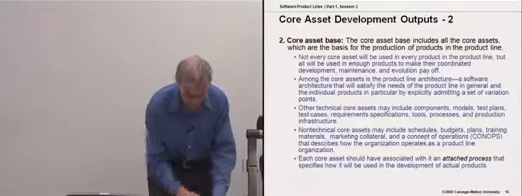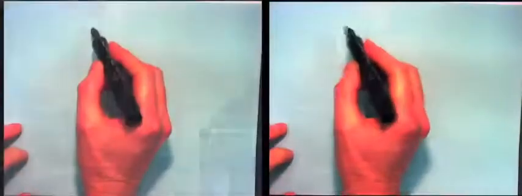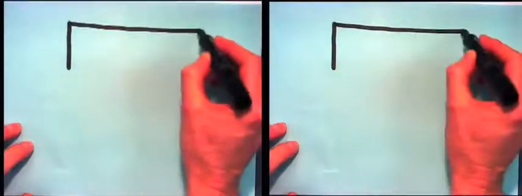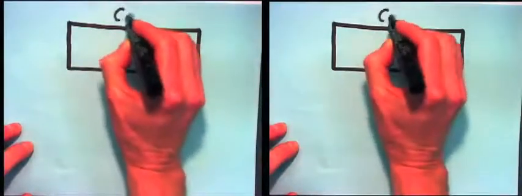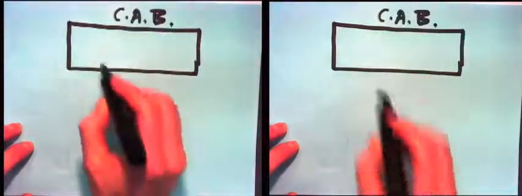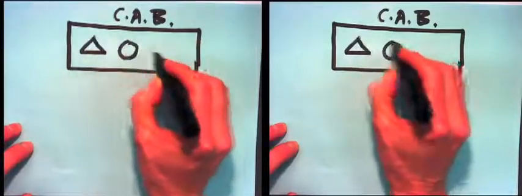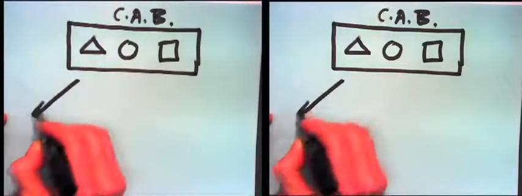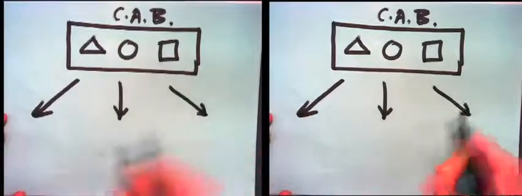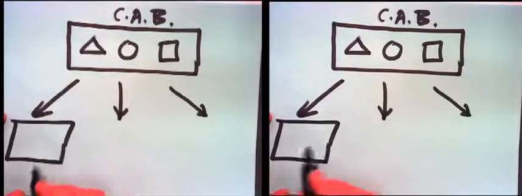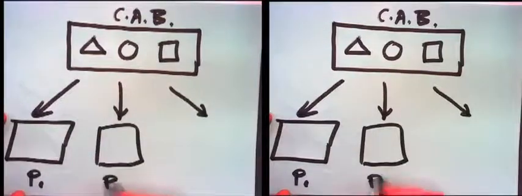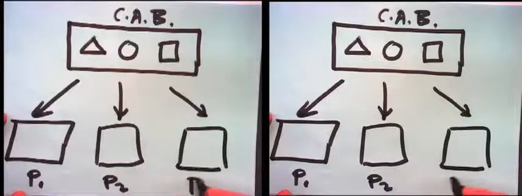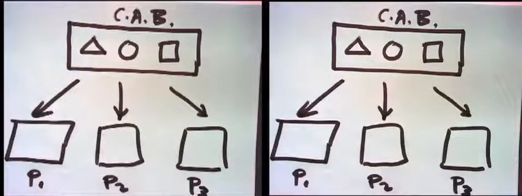Let me just pause here for a minute and go to the overhead here. If I represent the core asset base up here like this, we have a number of different assets that I will simply represent like this. And coming out of the core asset base will be support for a number of product development efforts. I'll call them P1, P2, and P3. So what I want to do is create a set of products using the artifacts in my core asset base.